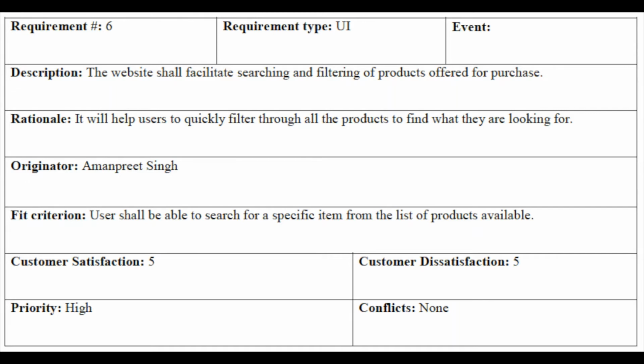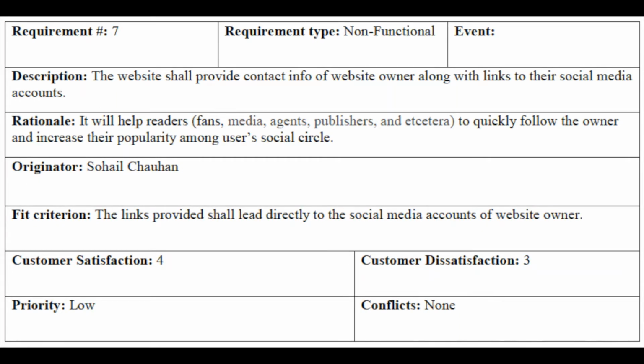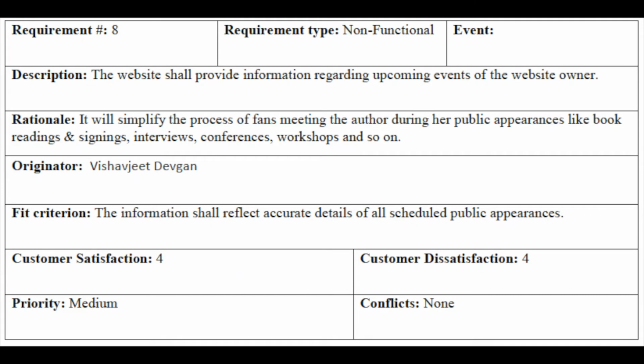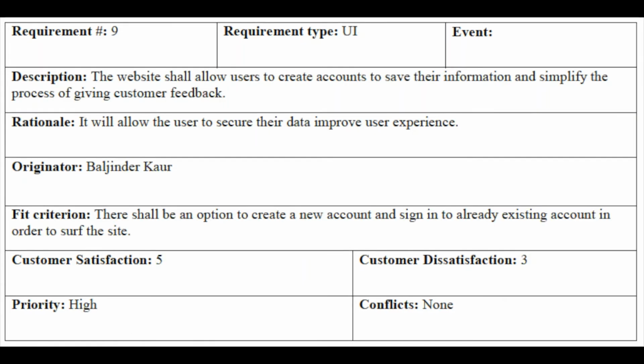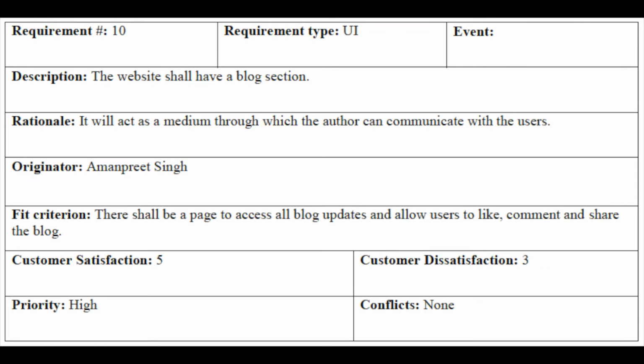The sixth one is the website shall facilitate searching and filtering of products offered for purchase. The seventh one is the website shall provide contact info of the website owner along with links to their social media accounts. The eighth one is the website shall provide information regarding upcoming events of the website owner. The ninth one is the website shall allow users to create accounts to save their information and simplify the process of giving customer feedback. The last one is the website shall have a blog section.